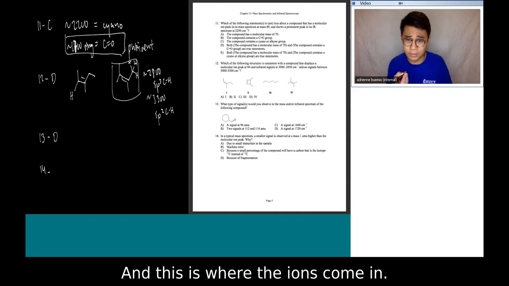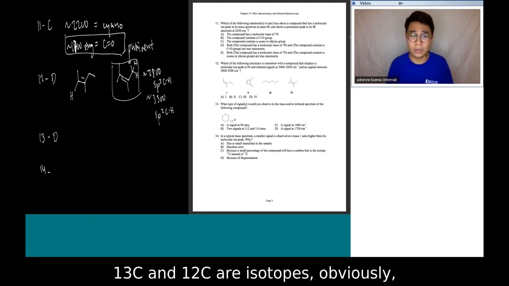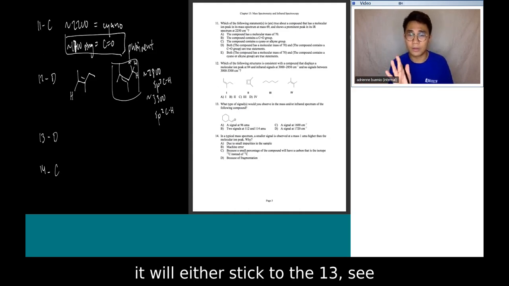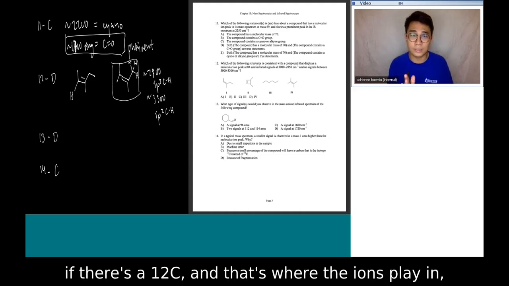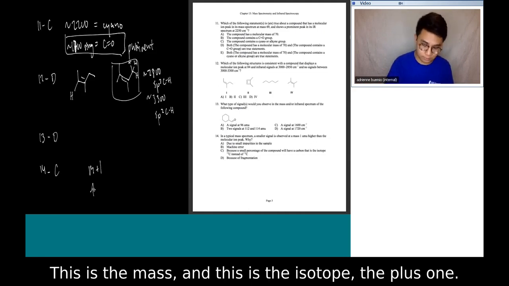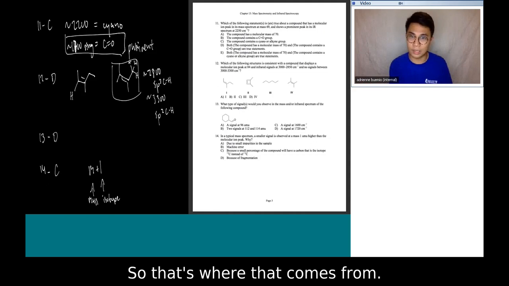And this is where the ions come in. 13C and 12C are isotopes, obviously, right? And when you put a molecule through the mass spec, it'll either stick to the 13C or the 12C, and that's where the ions come into play. So that's why you always have the M+1, right? This is the mass, and this is the isotope, the +1. So that's kind of where that comes from.